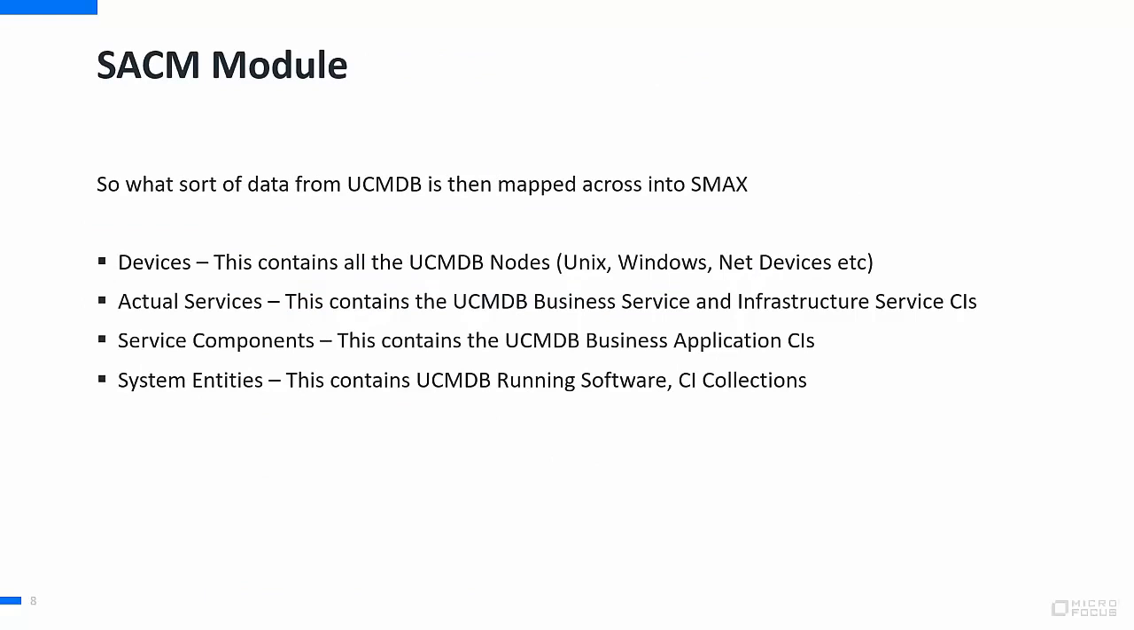So to try and understand how that data was passed and what is held within each system, here is a little bit of an easy table to show devices within SMAX. This data will contain all your UCMDB nodes, such as your Unix, your Windows, your network devices, your actual services within SMAX. This contains the business service and infrastructure services, which you have as CIs.